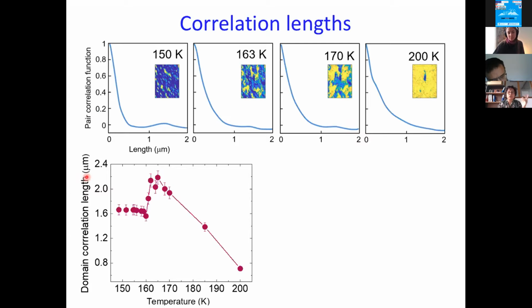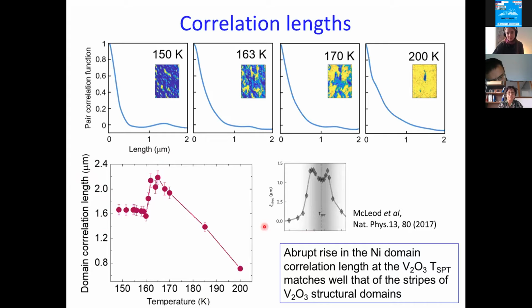Important, this is not the spin correlation length, because we don't have this spatial resolution, but the domain correlation. And again, what is important to see is that right in the middle of the transition, 165, we find this increase in the correlation, a typical feature of first order phase transitions as well. In fact, if we compare this domain correlation length with the structural correlation length obtained previously in V2O3, we see that they match very well, not only in temperature, but also in length. Again, here the order is 1.5 microns; the maximum we find in our case is about 2.4.